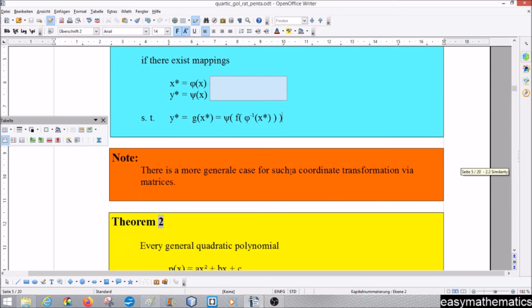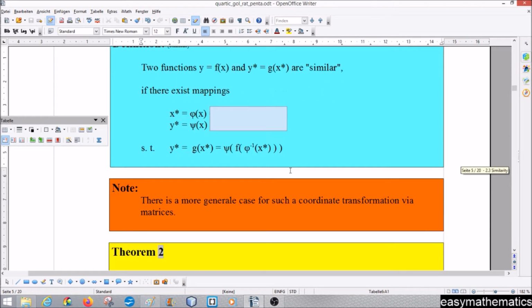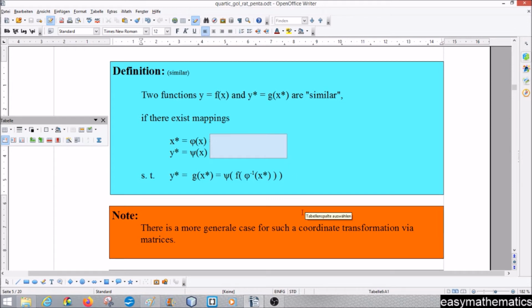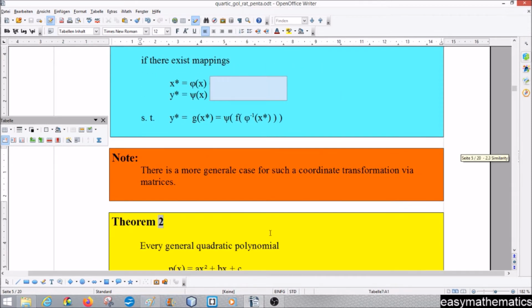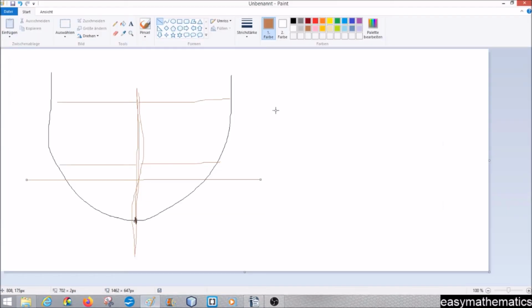Yeah, here this is a little bit cryptic. This is also not the general case. There's a more general case involving matrices. I'll keep it simple, but we will see what this means. Okay, what I mean by that is every parabola is similar to the normal parabola.